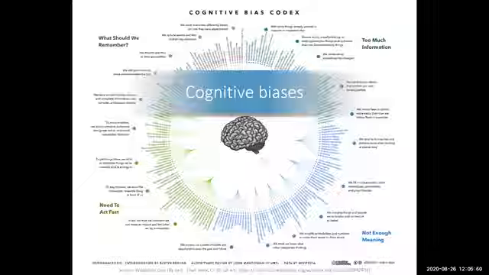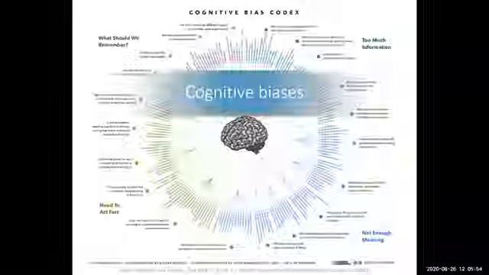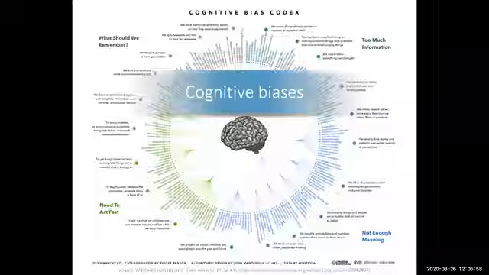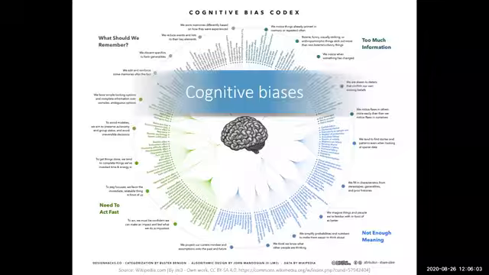Now, there's two things to note about cognitive bias. First one, no one thinks that he or she is biased. Or we admit that we are biased, but other people are more biased than we are. And that is actually a bias, and it has a name. It's called the bias blind spot.